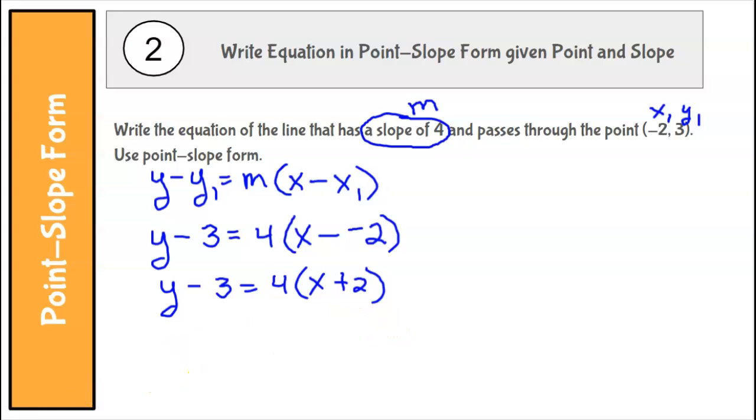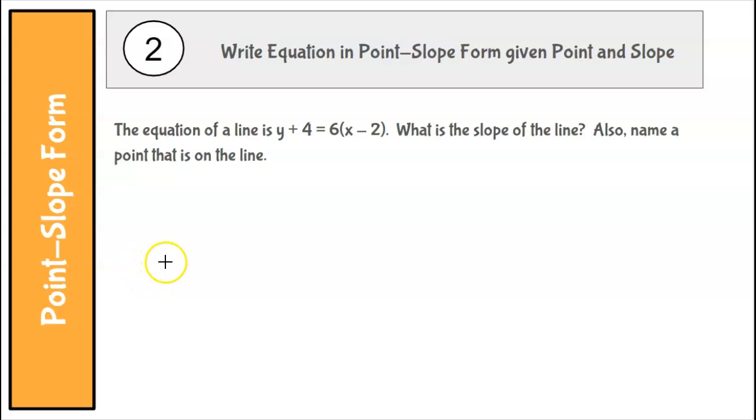Let's look at another example. Oh, math. We do it and then we undo it. That's what this example is. The equation of a line. Now we're given the equation. Y plus 4 equals 6 parentheses x minus 2. Now they want you to identify the slope. So what is m? And also name a point that is on the line. So they want you to go backwards and pull out the slope and a point. The slope is pretty easy to tell. It's the number, the coefficient of x here. So that's 6.